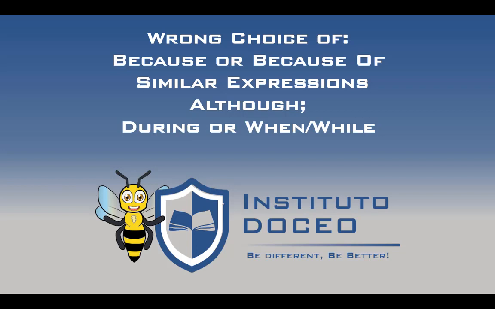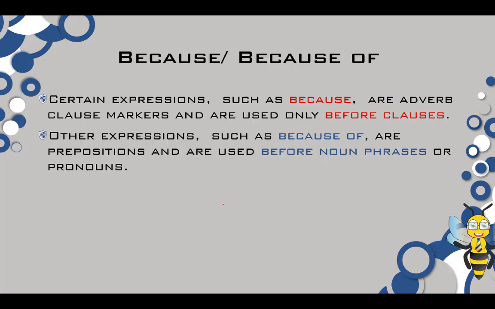Okay, now let's talk about the wrong use of because or because of, which we already talked about in the past, and other similar expressions with although, during, and when or while. Let's start with because and because of. Remember, some expressions such as because are adverb clause markers and are used only before clauses. Because is always followed by clauses, and when we use because of, it is always followed by nouns or noun phrases.